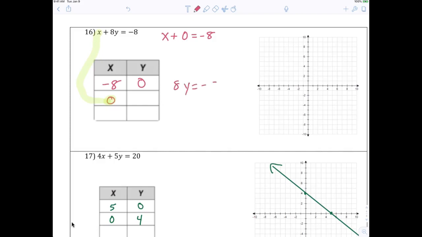So 8y equals negative 8. So what does y equal? There you go. That's really and truly it. That's all there is to it. Plugging 0 in for x, 0 in for y.